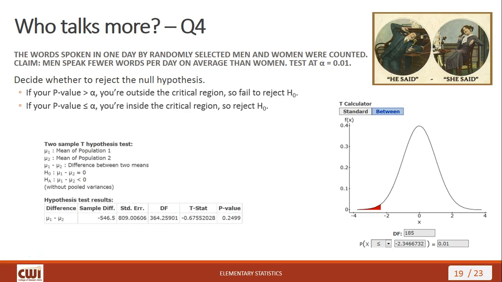Either way, we're going to need our results window. If we look at the p-value, we see that the p-value of 0.2499 is greater than, oh, that's a typo. It should be 1%. So therefore, we're going to fail to reject H0.